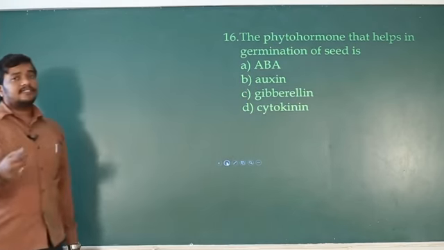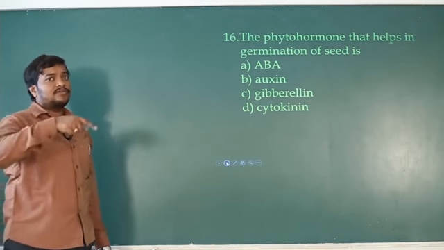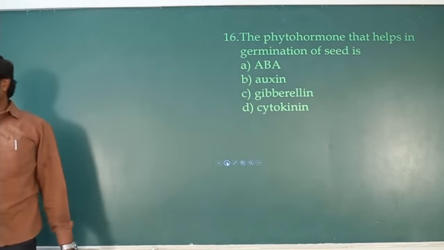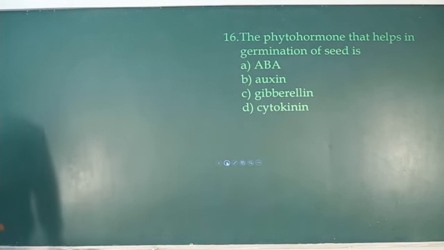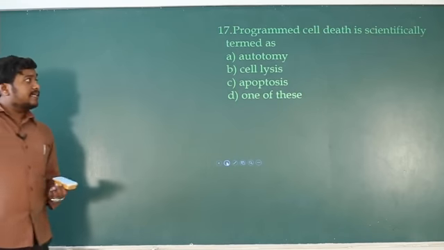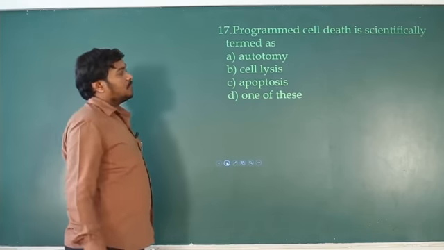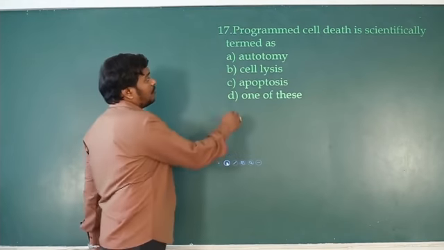So when the seeds start to germinate, it means abscisic acid concentration reduces and gibberellic acid concentration increases. Okay, so next question. Programmed cell death is scientifically termed as, so programmed cell death is called apoptosis.